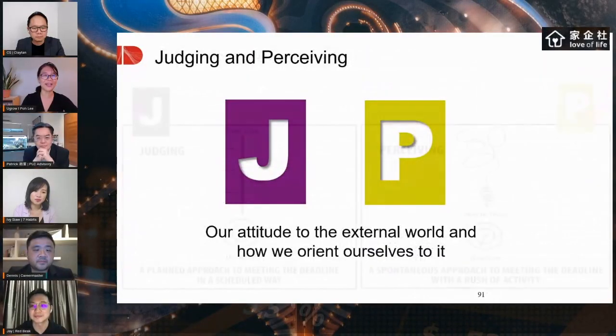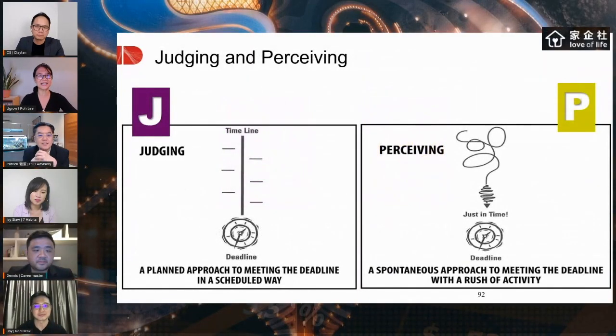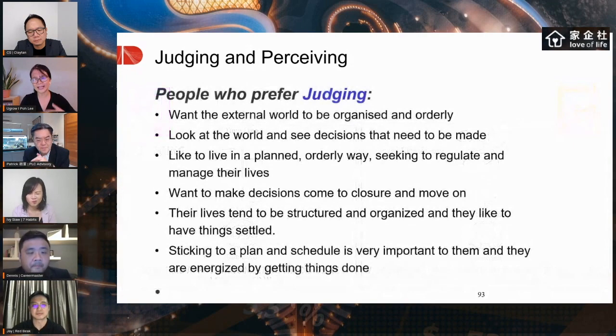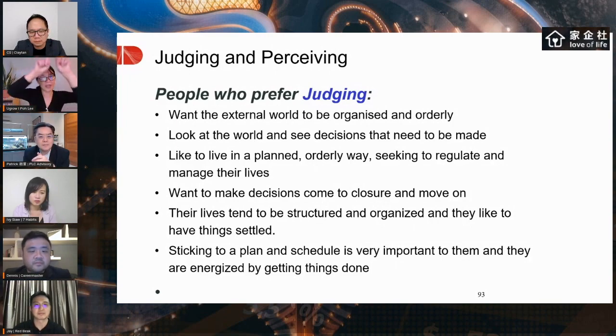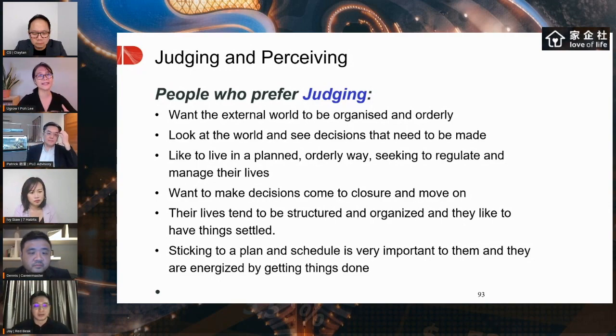The last part, very quick. Okay, judging and perceiving. Judging people like to work as planned, with a deadline, in a scheduled way. But perceiving is best with no deadline, very open, and a last minute rush for everything. So judging people will be orderly. They want the deadline. They want to have a framework. They want to close. So they open one thing, they need to close it before they move to another task.